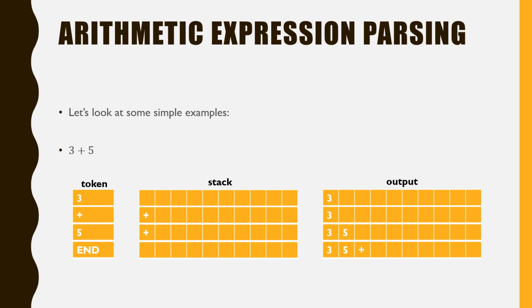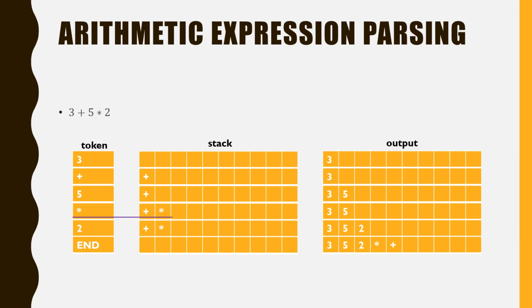The third token is an operand 5. We directly write it to the output. After processing all tokens, we pop the plus operator out from the stack and write it to the output. The final output will be 3 5 plus, which is the postfix expression for 3 plus 5.